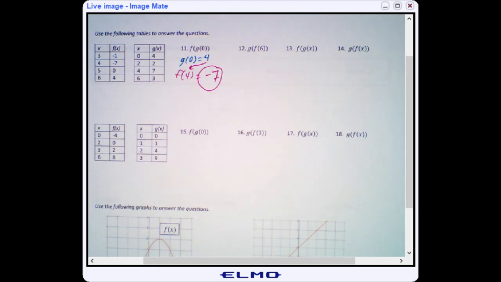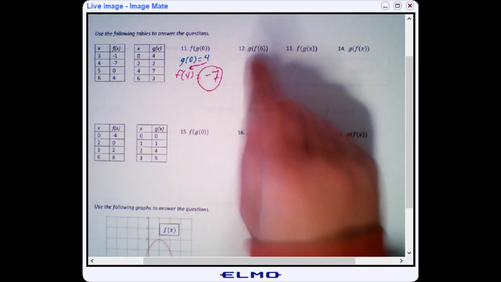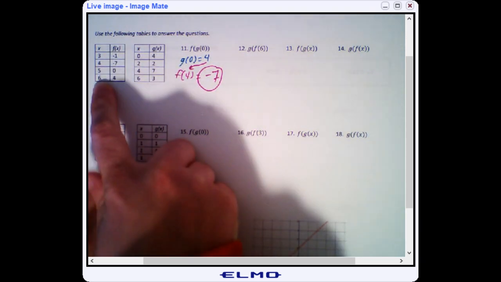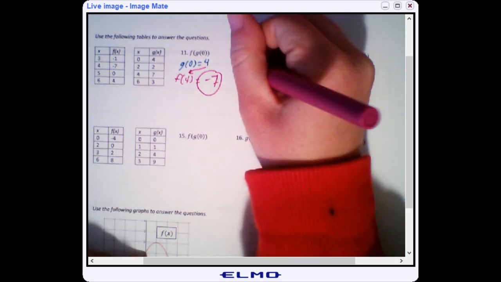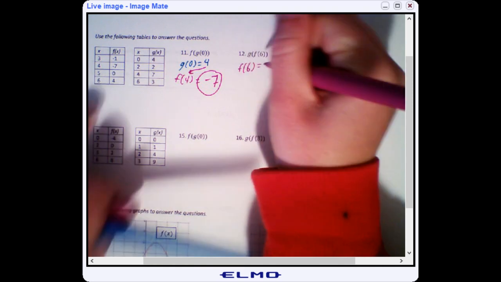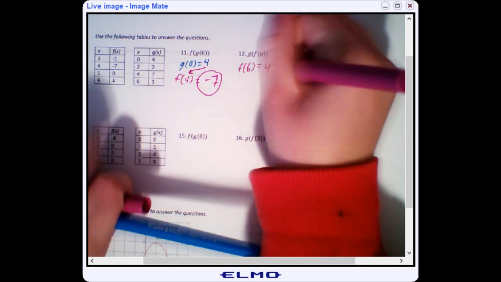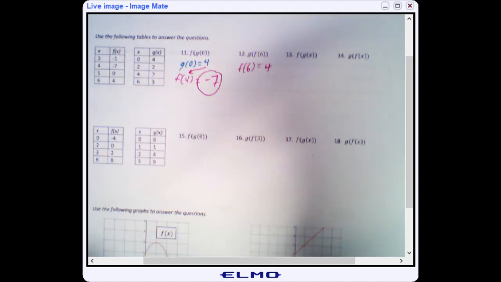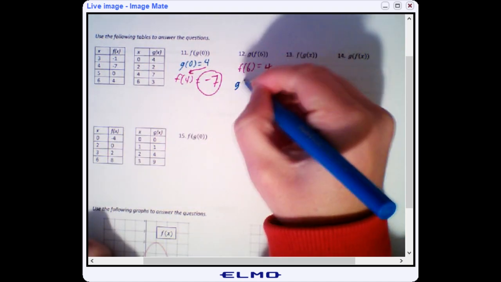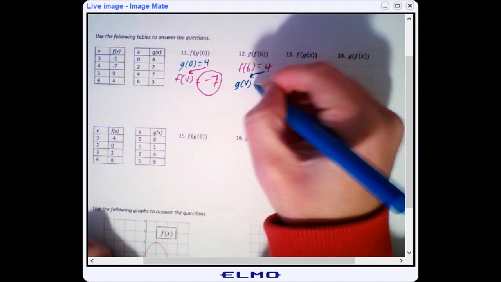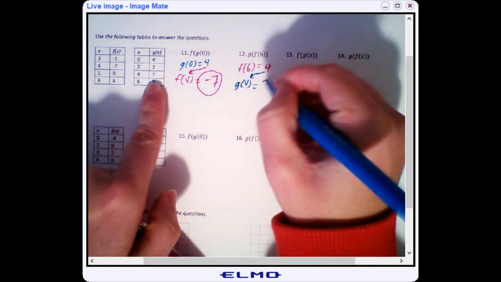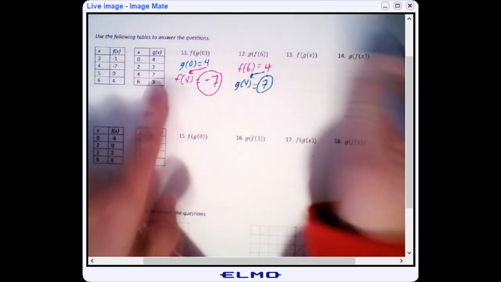For 12, it says g of f of 6. So this time we're going to start on the f side, and have an input of 6. The output for the input of 6 is 4. I'm going to take my 4. I'm going to go on the g side because now I'm going to do g of 4. My output becomes my input. So I look at the input side. 4 goes to 7. So my final answer here is 7.